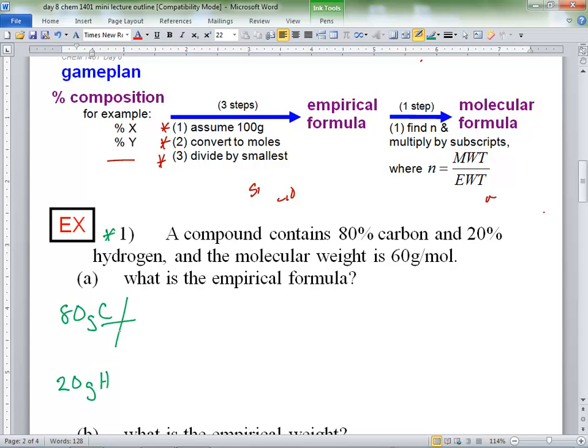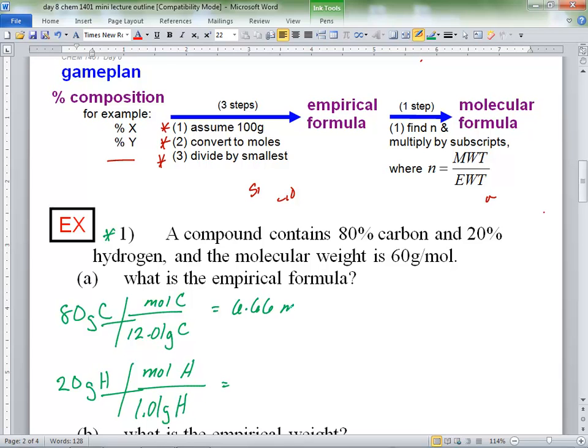Okay. Let's see. Carbon is like 12.01, right? Hydrogen is like 1.01. Because I need to convert into moles. So 80 divided by 12.01, I get about 6.666. And 20 divided by 1.01, about 19.80.